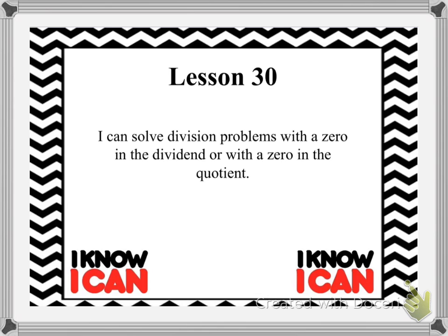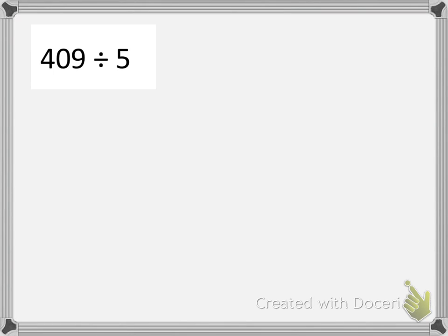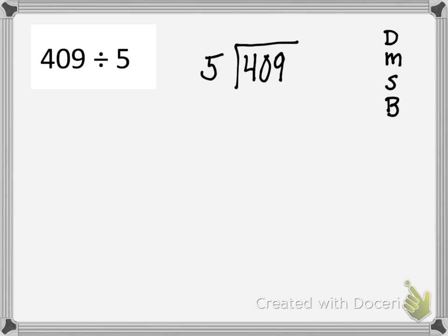I can solve division problems with the 0 in the dividend or with the 0 in the quotient. 409 divided by 5. So let's put 409 in that little division house. And on the outside, we're dividing by 5. Remember the steps. D, M, S, B, and R. And many times, especially in this, after we bring down, we're going to go back to division.